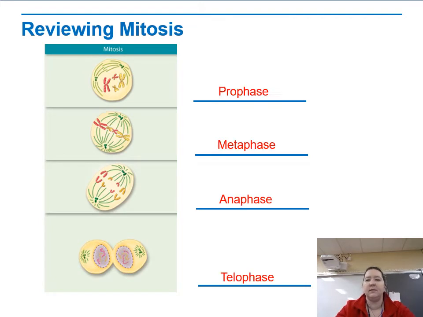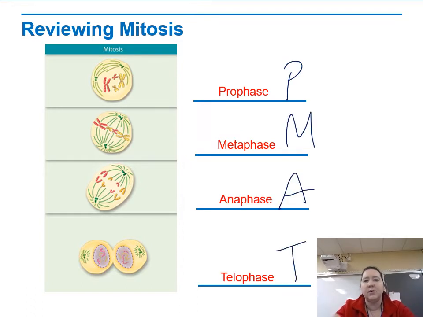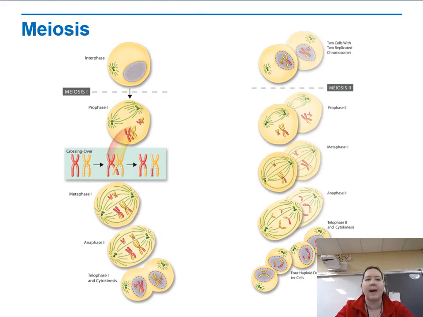Mitosis: prophase, metaphase, anaphase, telophase. Remember PMAT. We've got getting ready, the nuclear envelope breaking down, lining up in the middle, spindle fibers pulling apart, and then nuclear envelopes reforming, and with cytokinesis, the cell splits. Same basic stuff happens in meiosis. The only problem is it happens twice.